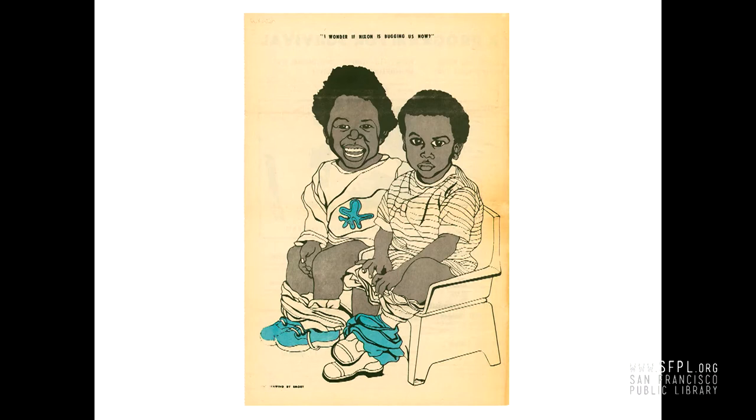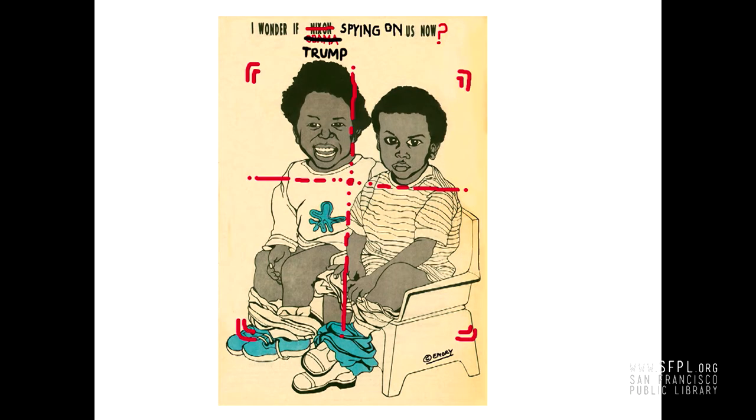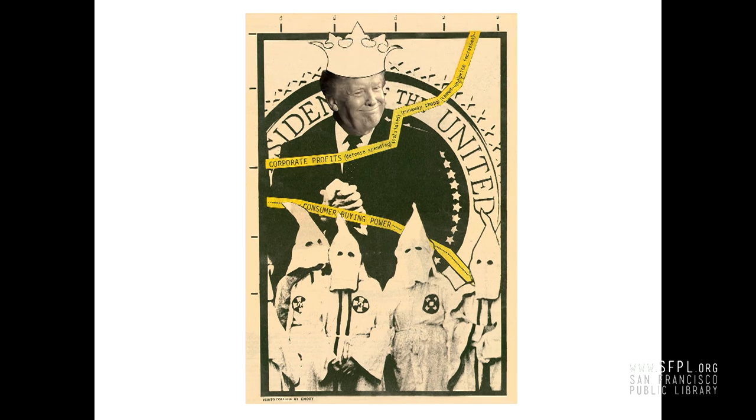This one says, I wonder if Nixon is bugging us now. This one says, I wonder if Trump is spying on us now. This one is called King Nixon. Corporate profit going up, consumer spending going down. Corporate profit going up, consumer spending going down 50 years later.